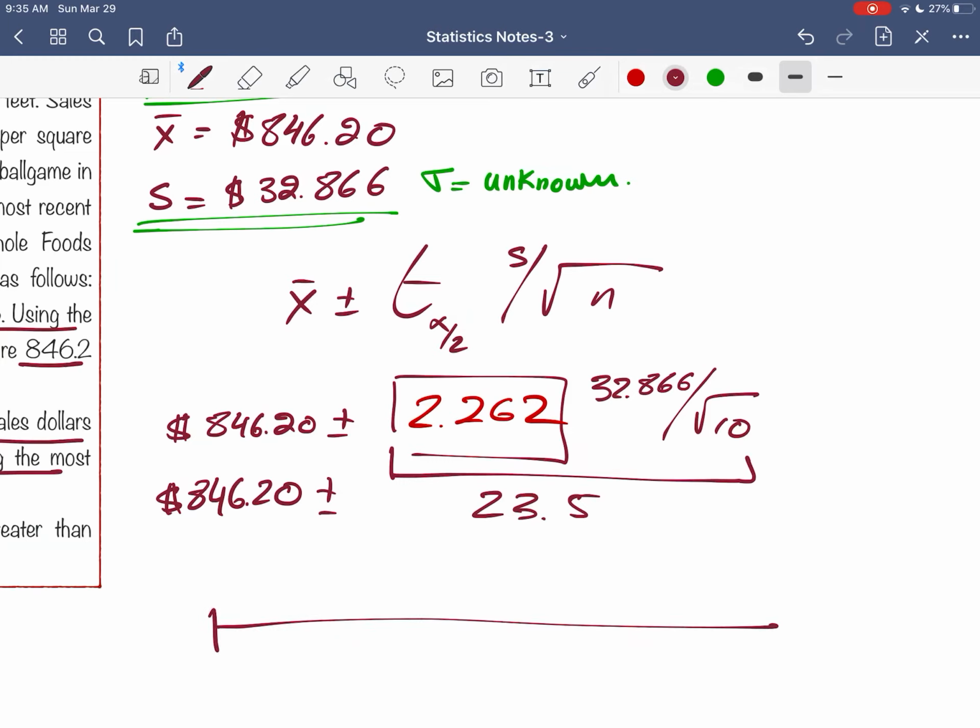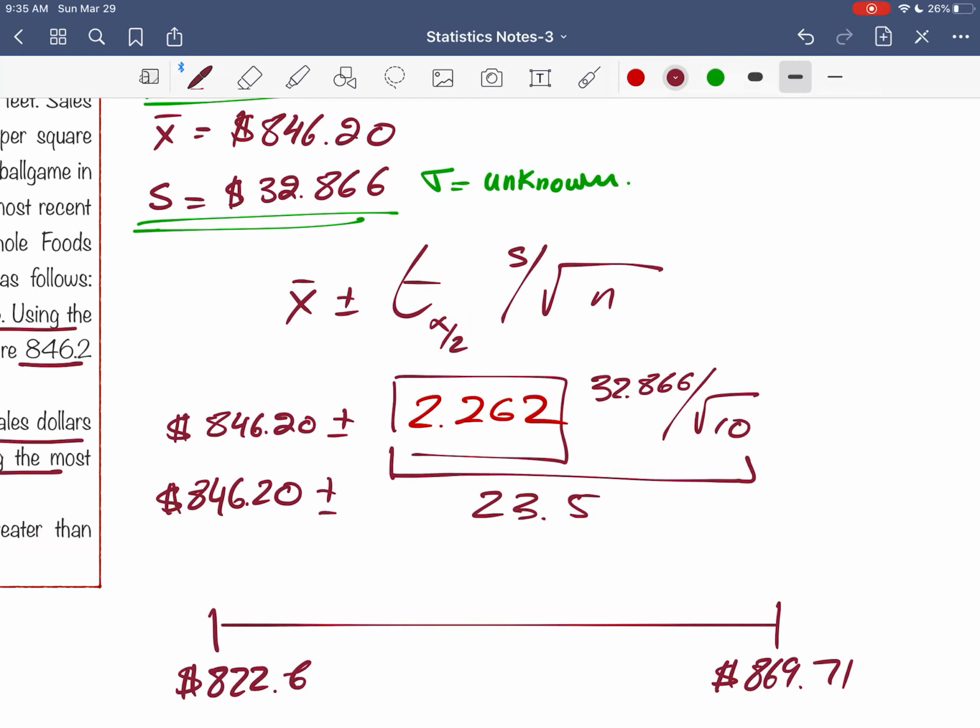And so when you calculate your interval, I have an upper limit equal to 869.71 and a lower limit of 822.69. And obviously this is the middle.